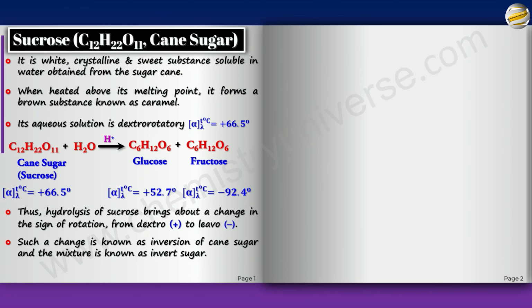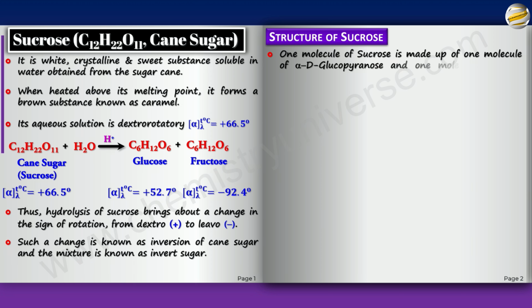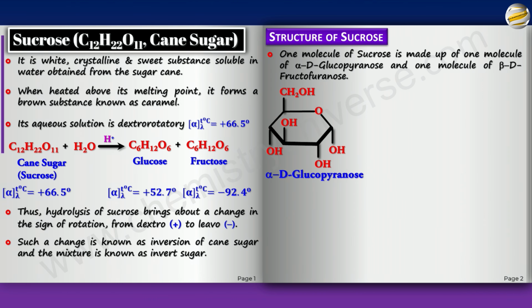Now let's understand what a sucrose molecule looks like. One molecule of sucrose is made up of 1 molecule of alpha-D-glucopyranose, the 6-membered ring, and 1 molecule of beta-D-fructofuranose, a 5-membered ring. So this is the glucose part, this is alpha-D-glucopyranose. You can check it because we've already shown you how to make these Haworth projections.